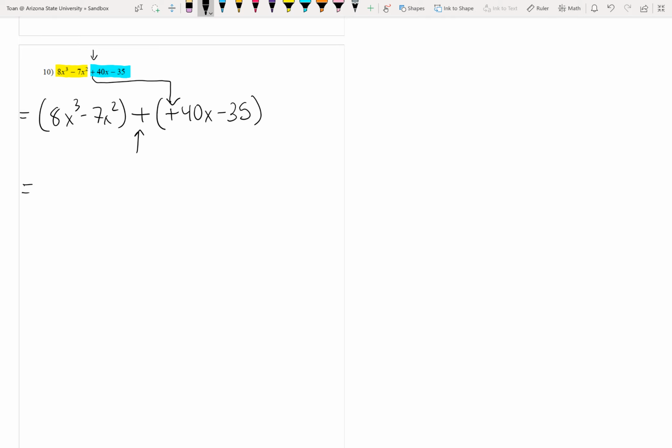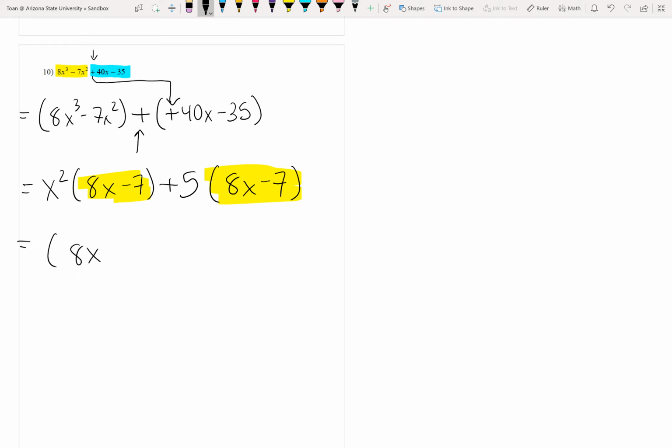Then all I have to do is GCF, greatest common factor. From the first group, I can pull out an x squared, leaving behind an 8x minus 7. From the second group, I can pull out a 5, leaving behind an 8x minus 7. And notice that the parentheses here are the same. That's what we want. Because the parentheses are the same, we can factor it out.